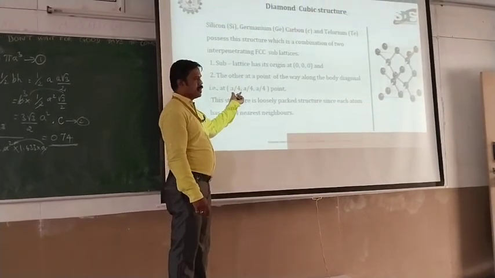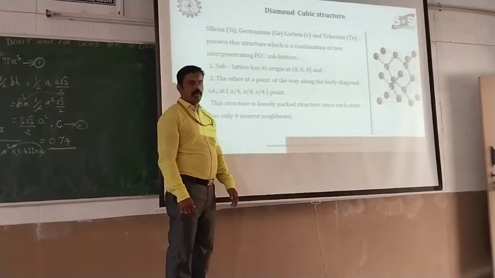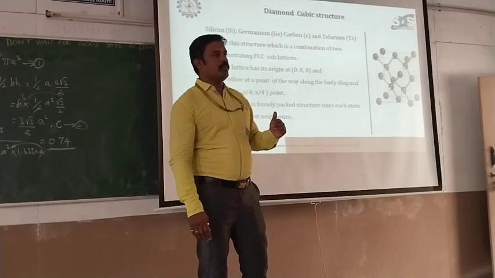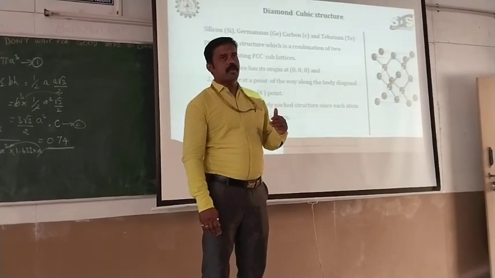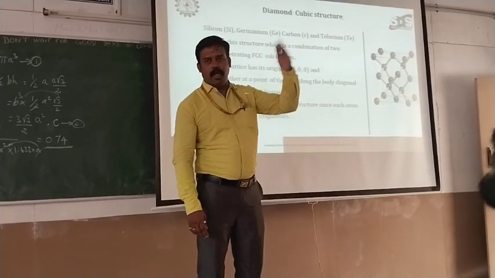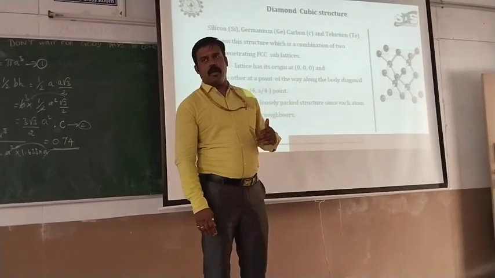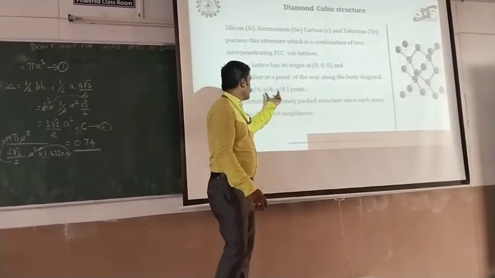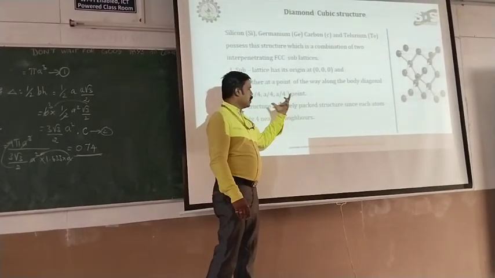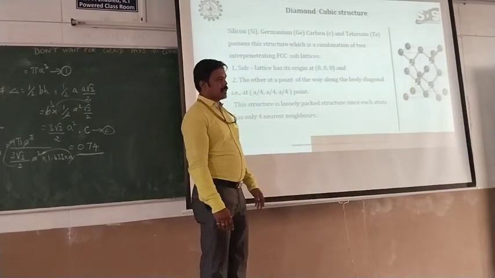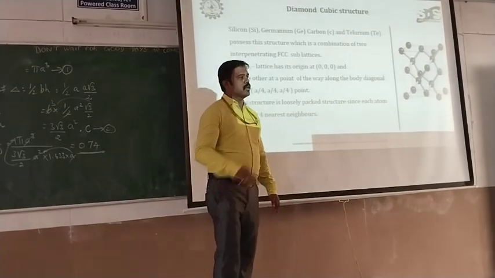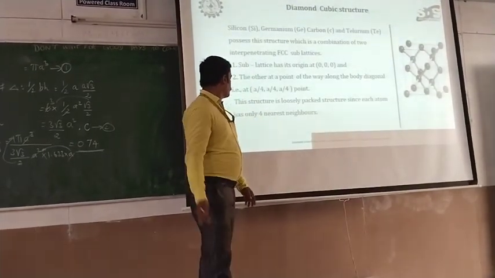It's a by 4. a we know is the side of the cube, but a by 4 becomes a quarter. Quarter means 1 by 4. So a by 4, a by 4, a by 4. Are you clear? How we get this a by 4? Then it becomes a loosely packed structure, because the final answer we get is only 34%. Right? Next one.